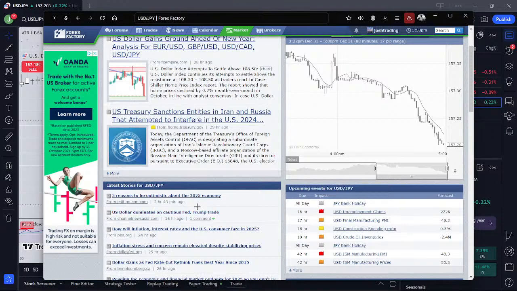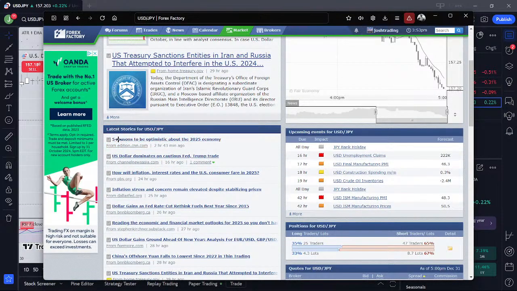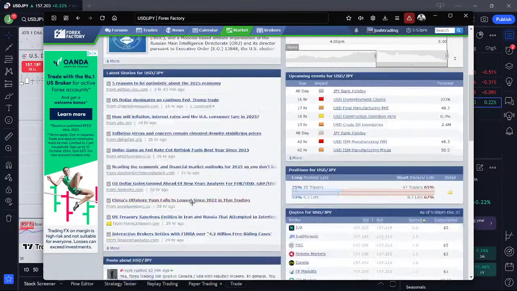Also based on the fact of the fundamental news. So that's why we're here today. So 5 minutes maximum. So they're saying dollar gains, dollar gains. They're just anticipating for the new year.